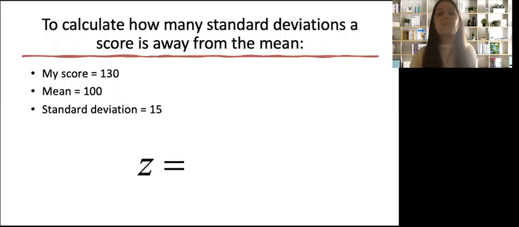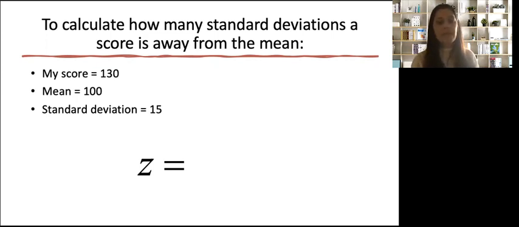So let's look at some practical applications of how you would do this. And this is how problems will be presented on your exam, okay? So let's say we have an IQ score of 130. So that's my score. The mean or the group average, as we discussed before, is 100, and one standard deviation equals 15. So how do we figure this out?